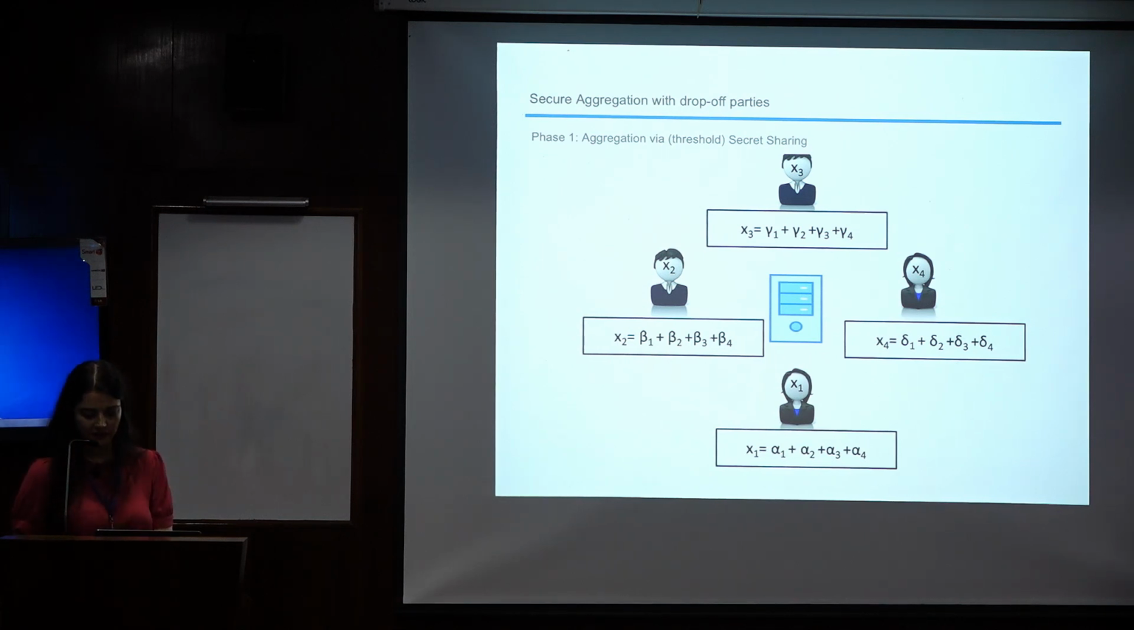So let's see how we can do things when the parties drop off. Let's go back to the secret sharing example. If these parties secret share their input, let's say these are the weights of the parties, and we are secret sharing our weights, but as I said before, we cannot send our weights to the other parties because we don't want to communicate with them. And if I send all my shares to the server, the server sees all the shares, it can add them up and find my weights. So this doesn't work.